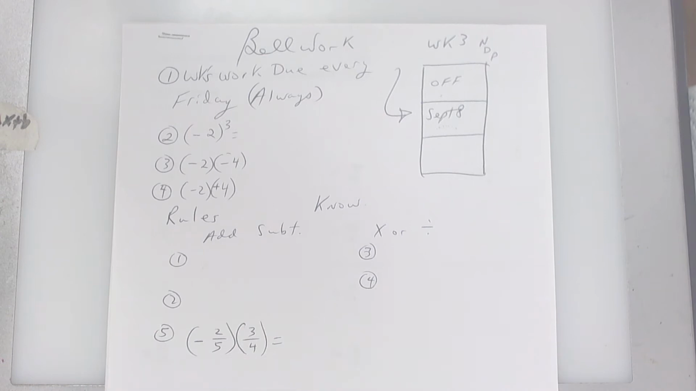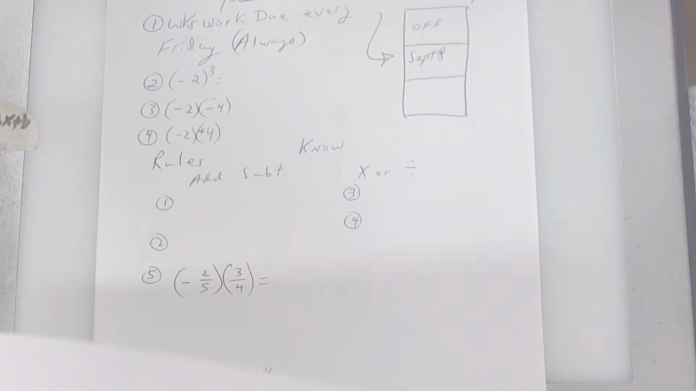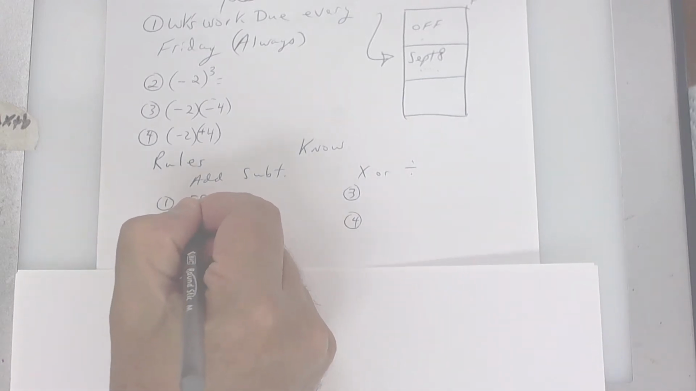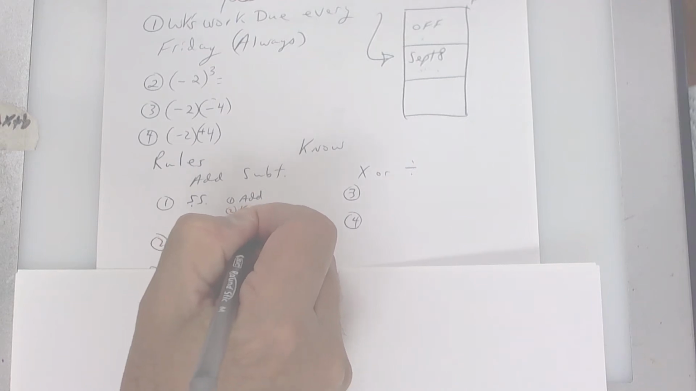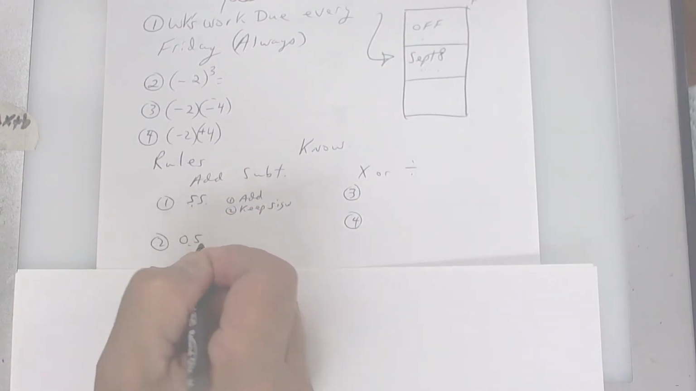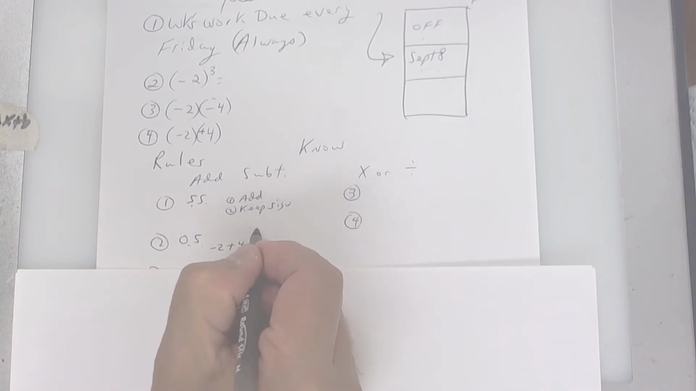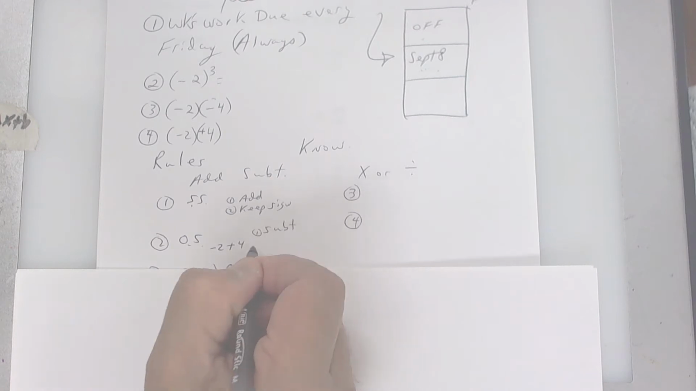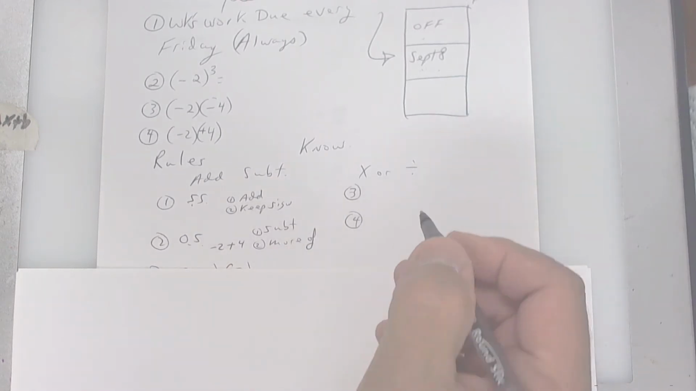What are the rules? Well, when you add or subtract, if you have the same sign, you add and keep the sign. Write this down. If you have opposite signs, like a plus and a minus, like a -2 plus 4, you subtract and keep the sign that you have more of. Here I have more positives.